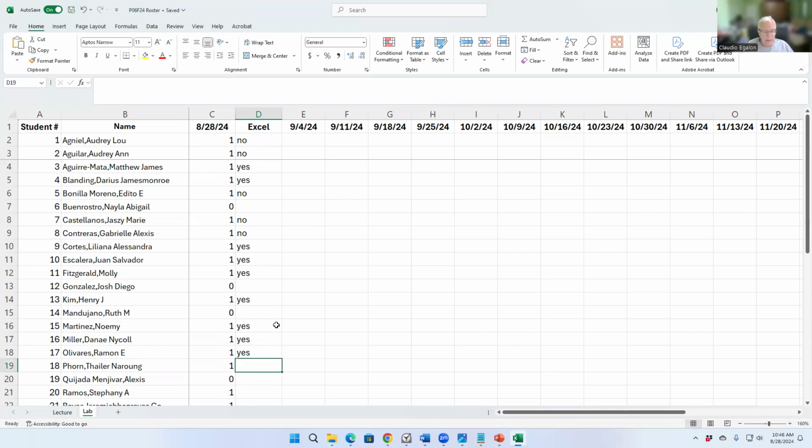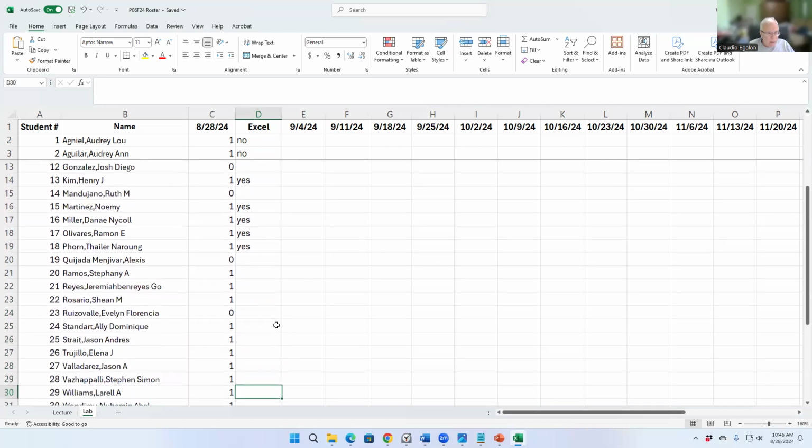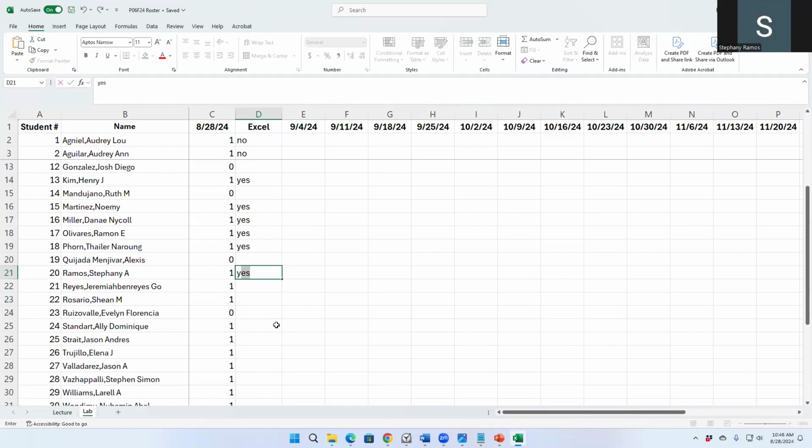Taylor, did you manage to get Excel there on your computer? Yeah, I'm downloading it right now. Okay, good. So you are downloading, right? So it's not just through the browser, but you'll be able to install it on your own computer, right, Taylor? Yeah. Okay, that's good. Stephanie? Yes, I was able to sign in and then use it from the browser. Okay.